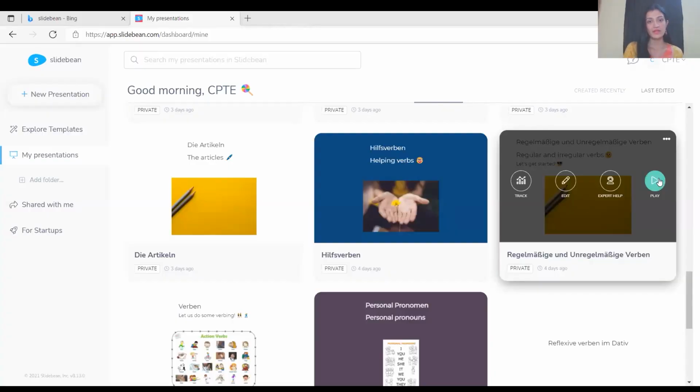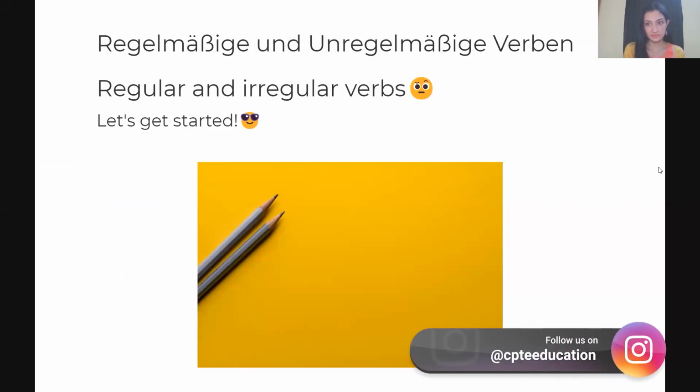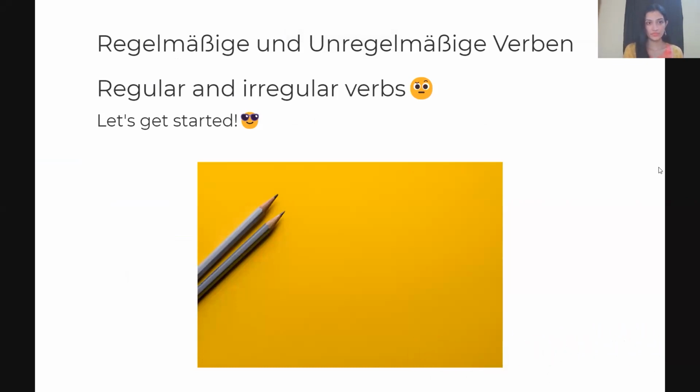I am sharing my screen. So, here's my screen, which you can already have a look at. These are regular and irregular verbs, regelmäßige und unregelmäßige Verben. Let me repeat myself once again. You need to speak after me, okay?